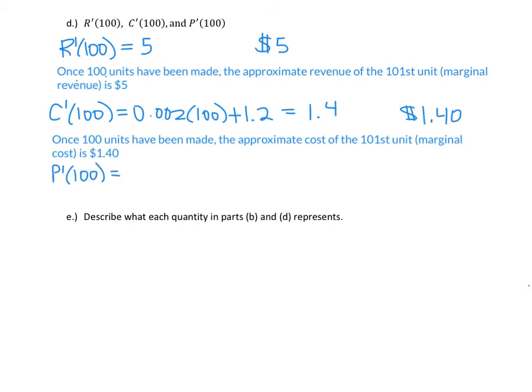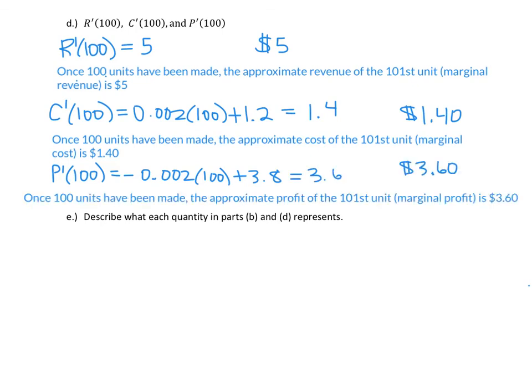Next, let's calculate the marginal profit at 100. So plugging 100 into the first derivative, we have a negative 0.002 times 100 plus 3.8, which comes out to be 3.6. So once 100 units have been made, the approximate profit of the 101st unit, which is the marginal profit, is $3.60.